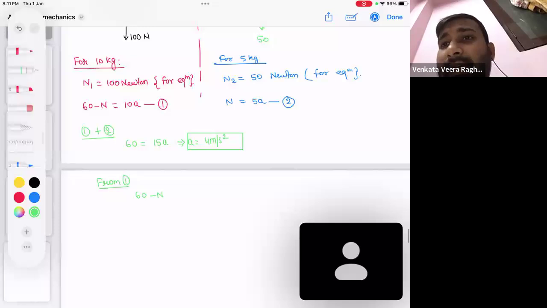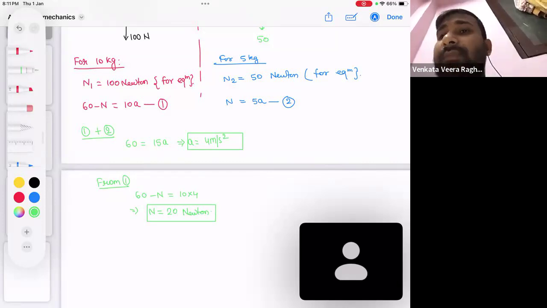60 minus N equals mass into acceleration. That gives us N equal to what? 60 minus 40, 20 Newton. So in the question, what are all the things they ask? We have calculated them. What is the acceleration of these blocks? That is what we have calculated, right?